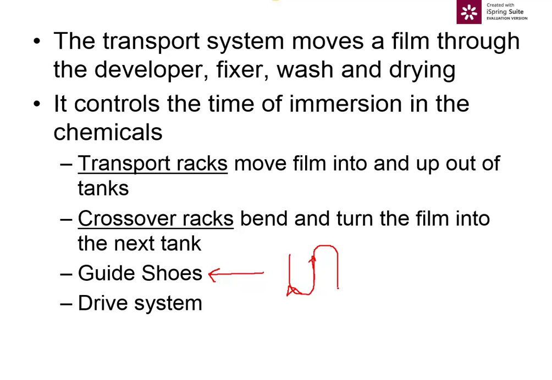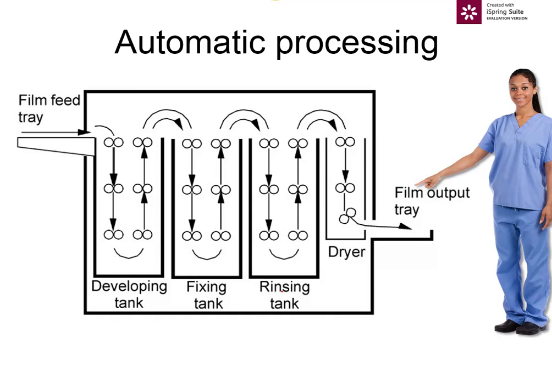It crosses over specifically into the next tank, and crossover racks were responsible for ensuring that it went from one to the other. This is where the crossover racks would be located, on the top. So guide shoes were on the bottom, crossover racks were on the top. Guide shoes were inside each of the tanks. Crossover racks sort of straddled between the tanks. And you can see that, I think, better here.